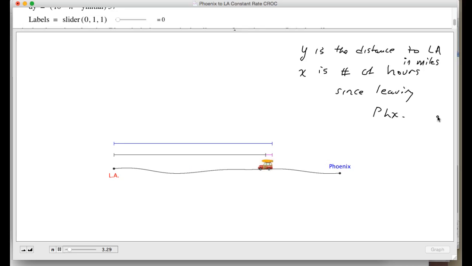Is y a variable or is it constant? As you're driving to LA, is y variable or constant? It's variable. It changes, right? You're getting closer to LA, so your distance to LA is doing what? Decreasing, getting smaller. So, is it the blue or the black? Black.